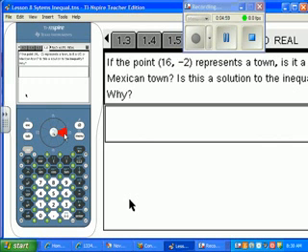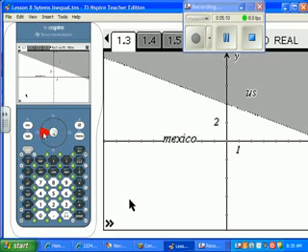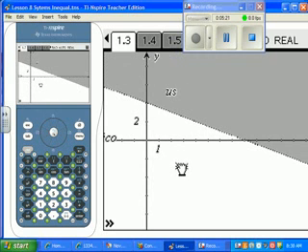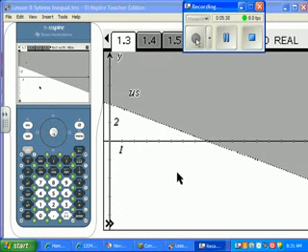Alright, if the point 16, negative 2 represents a town, is it a Mexican town? Is this a solution to the inequality and why? So, 16, negative 2. Here we are. Where's 16, negative 2 going to be? Can we see it over there? No. What do you think you should do? Yeah, grab your graph and move it. Just grab the screen and pull it. Okay, so there's no more messing around with the window. You literally just grab and pull. Okay, so now can we see more of the graph? No, not yet.